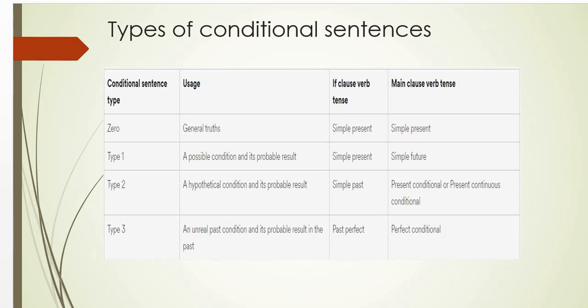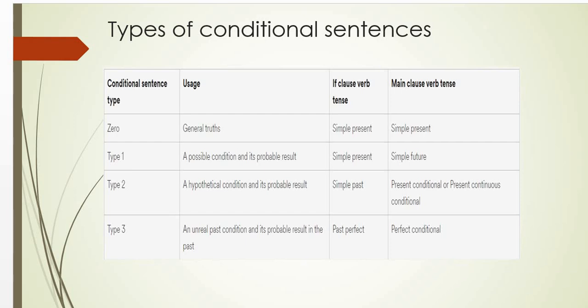In zero conditional, we use zero for general truths. The if clause is simple present, the main clause is still simple present. Type 1, a possible condition and its probable result. In the if clause, we use simple present, and in the main clause, we use simple future.